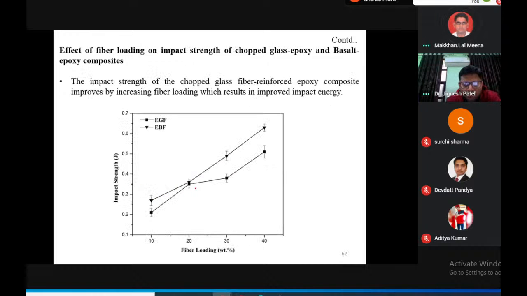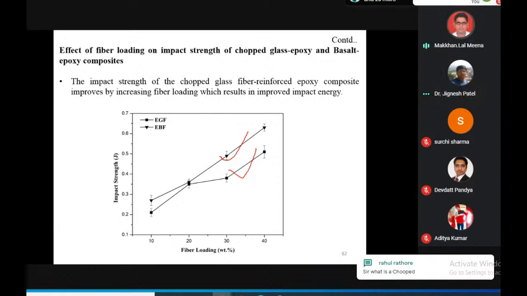Next is the effect of fiber loading on impact strength of chopped glass epoxy as well as basalt epoxy composite. We can see in this figure that this line shows basalt fiber and this line shows glass fiber.